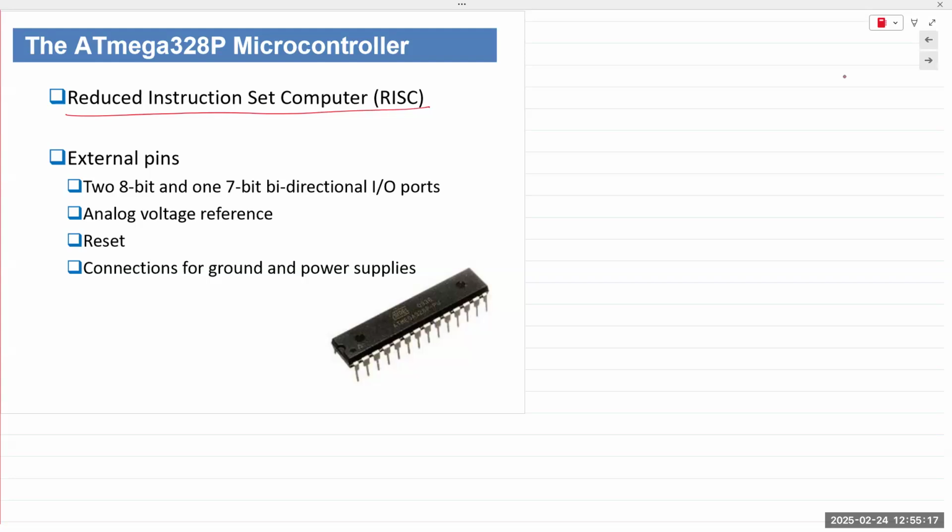Okay. How many of you have used this before? Some of you probably have. Have you ever worked with an Arduino? That's the chip that powers the Arduino.